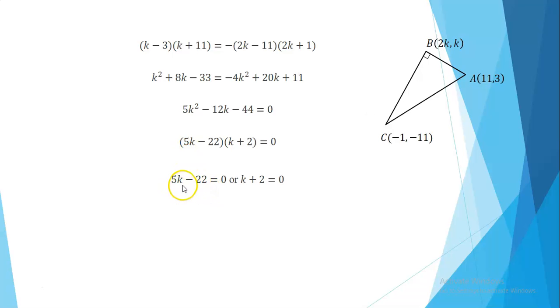So this means that 5k minus 22 must be equal to 0, or k plus 2 must be equal to 0. This gives us that k is equal to 22 over 5, or in other words 4.4. And k plus 2 equals 0 will give us k equals -2. So these are our solutions for k, when this vertex B is 90 degrees.